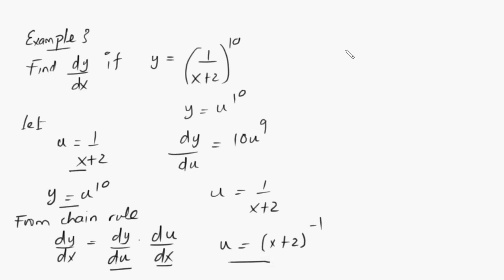How do I do that? I let this small function in the composite function be a certain variable. It should not be u, because u is already used like y now. So I will let w equal x plus 2. Now u equals w to the power negative 1.